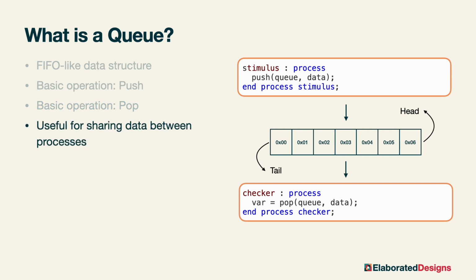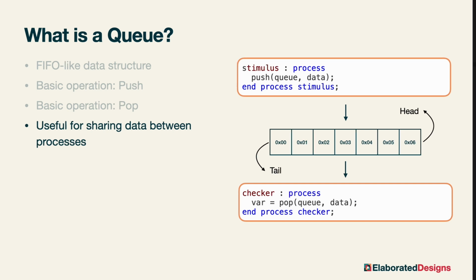Queues are very useful for storing and sharing data between processes in a test bench. A typical use case is to save the inputs to the design under test in an input queue and the outputs of the design under test in an output queue. The test bench can then run a reference model that reads the data from the input queue, calculates a set of expected outputs, and compares them with the actual output values stored in the output queue.